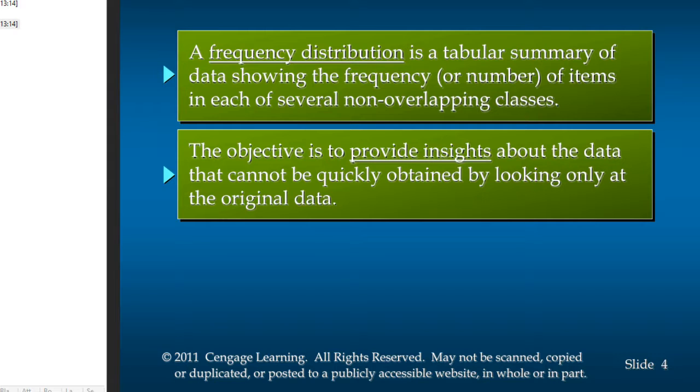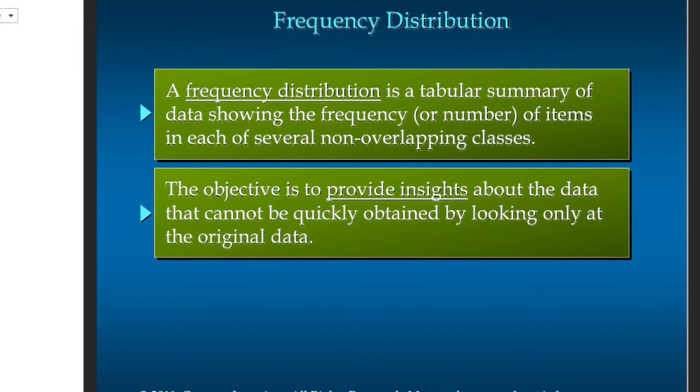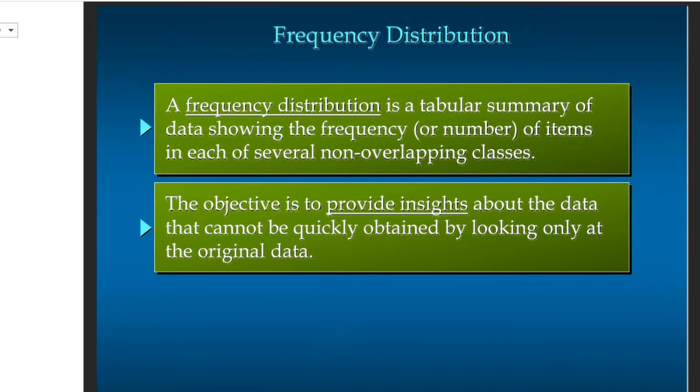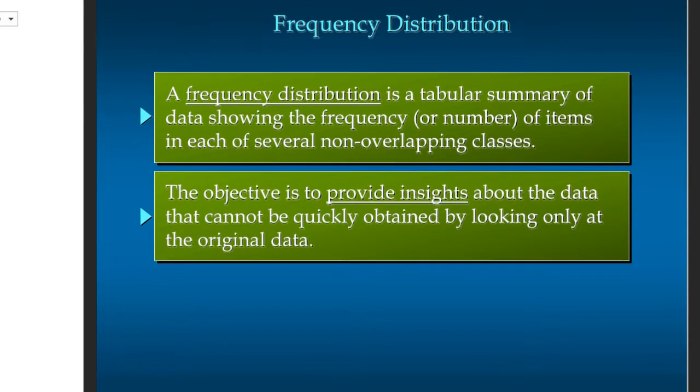The frequency distribution is something that looks like a table that we are going to make from what type of data? From the categorical type of data, right? And it provides insight about the data that we cannot quickly obtain by looking at the original data.